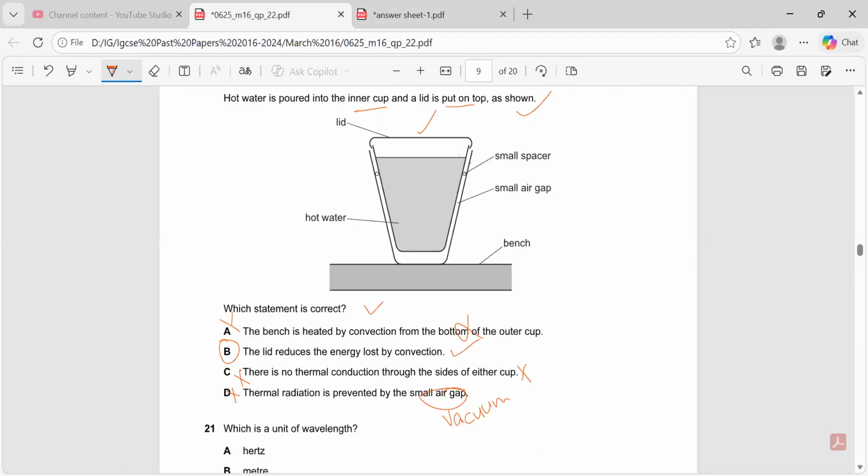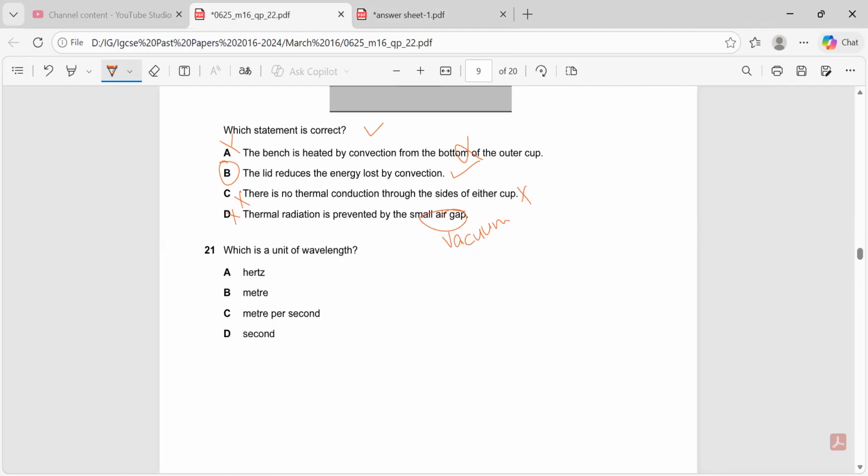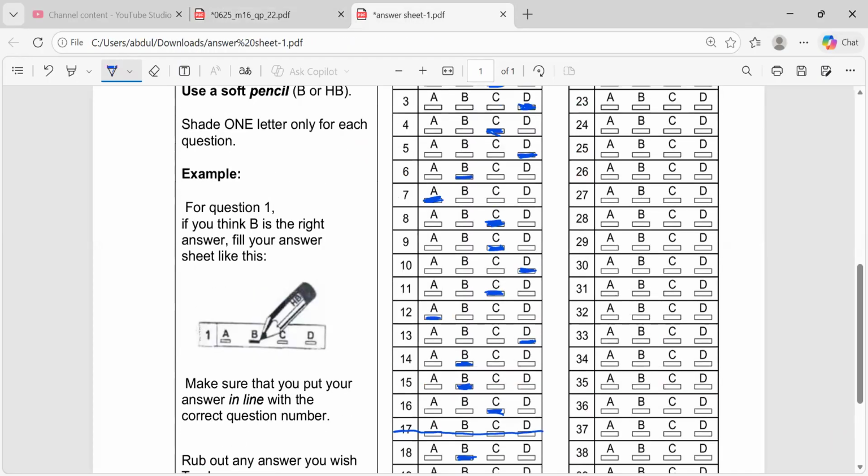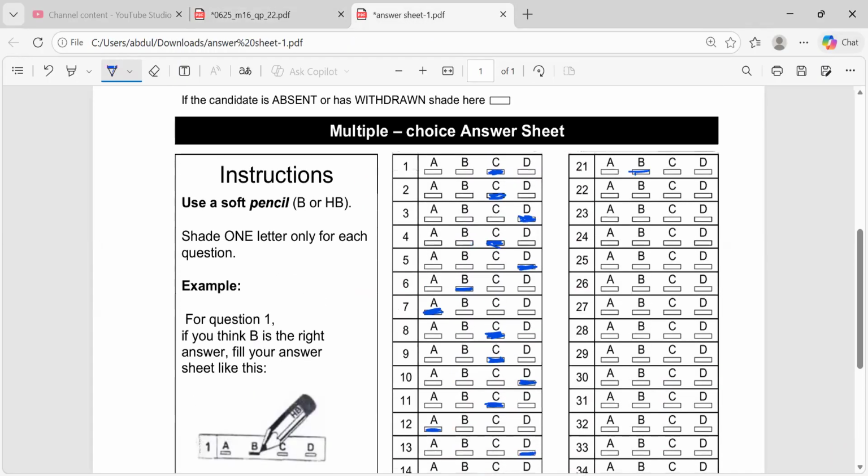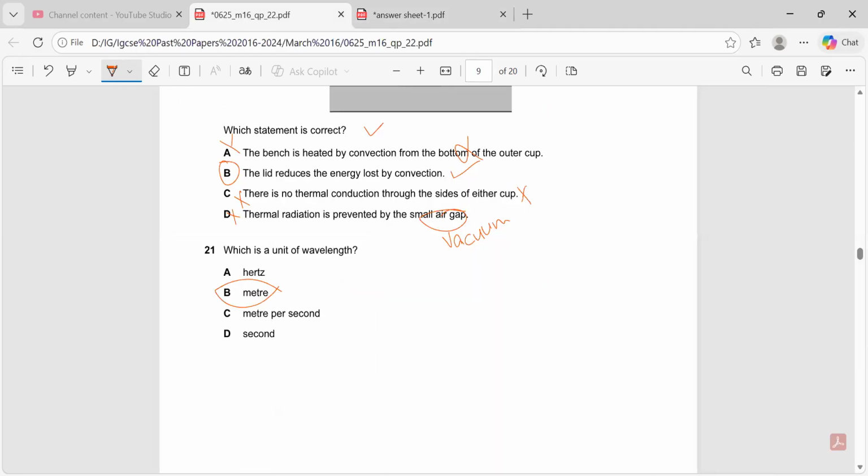Some good questions were there. That's why I have chosen this paper. What is the unit of wavelength? Very simple here. No need to waste the time. So 21 is B. That is meter. Wavelength is a type of length.